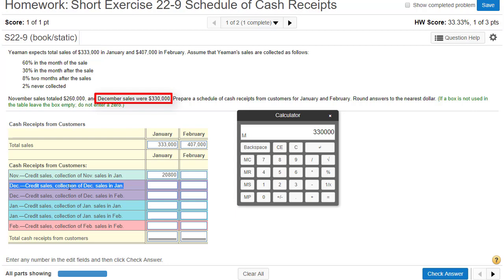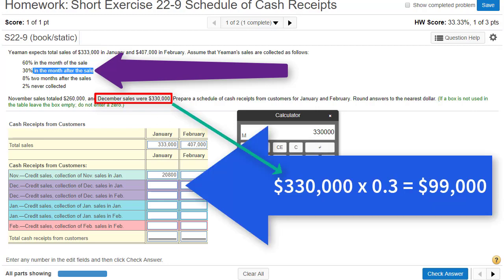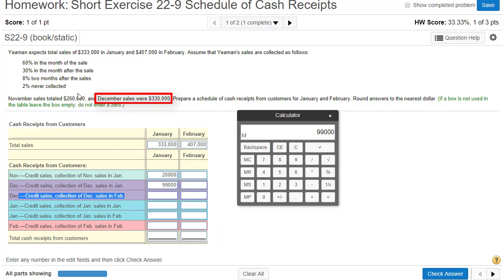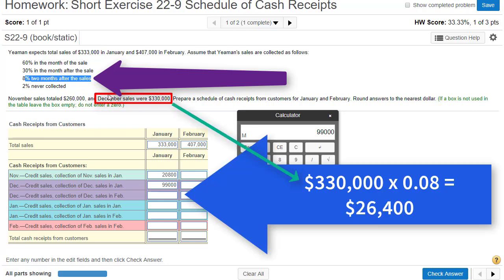December credit sales collected in January. So January is the month after. So in January, we're going to collect 30% of December's sales. So I've already got 330,000 in there. So times 0.3 gives us $99,000. Now let's work on February. So December's sales, how much are going to be collected in February? Well, February is 2 months after December. So we have to multiply the December number, 330,000, times 8%.